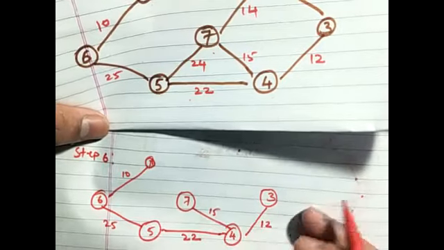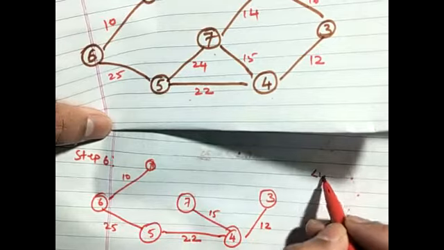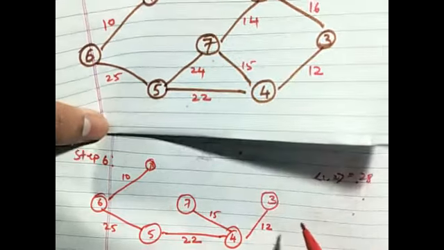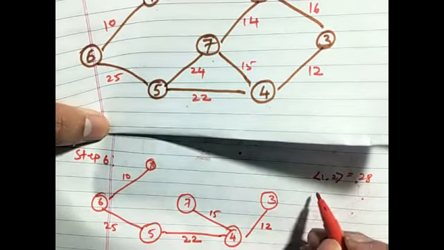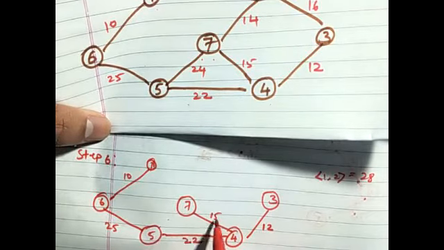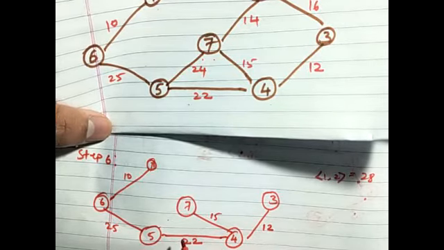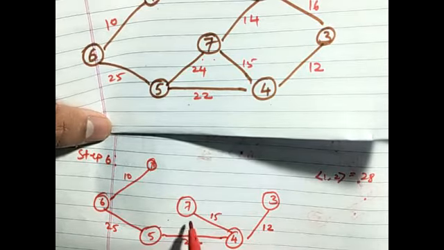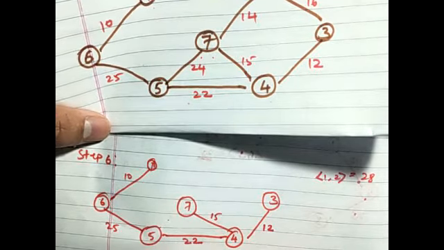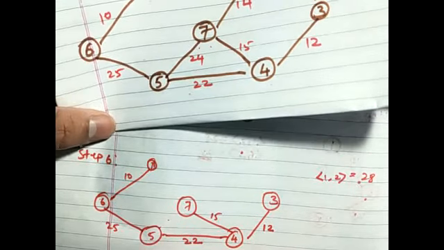Okay. Now, again, here possibilities are from 1 to 2, I can go, and the cost is 28. From 5 to 7, see, from 5 to 7, I cannot go, because if I go, it makes a loop here. If it makes a loop, then I cannot construct a spanning tree. Remember that in a spanning tree, there will never be any loops between the vertices. So 5 to 7 is excluded. It is not at all possible, right?